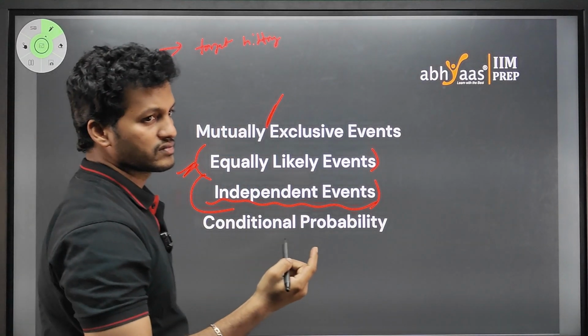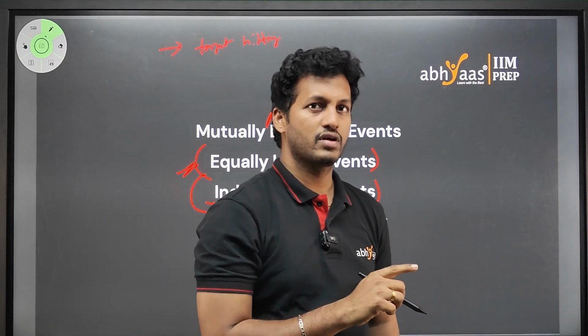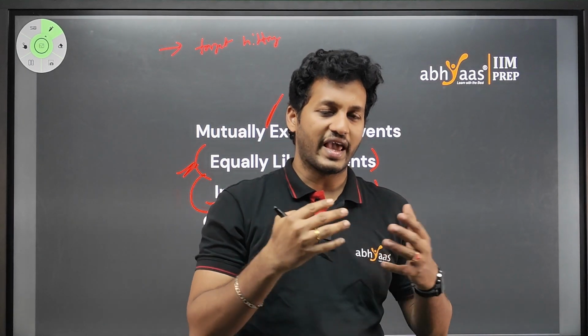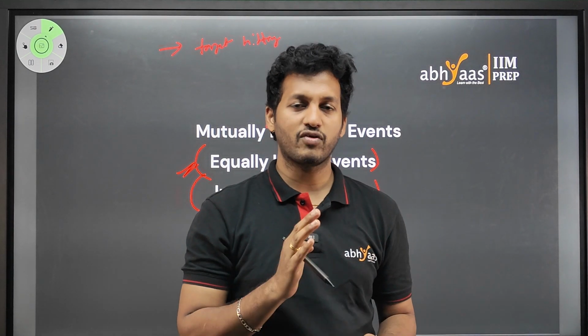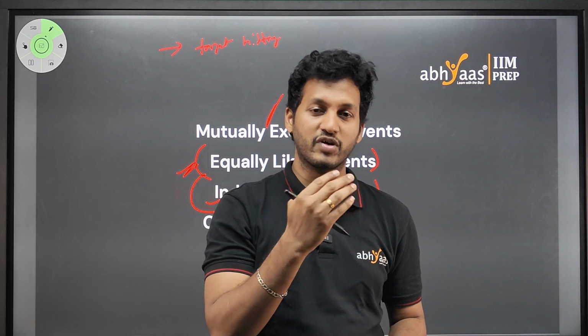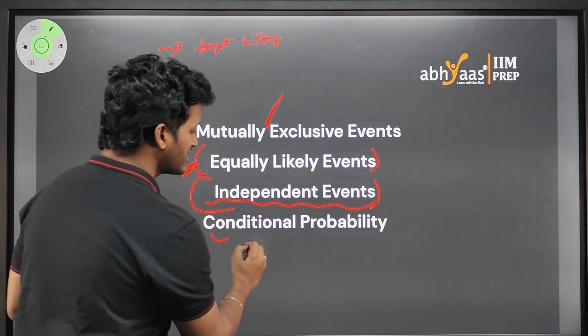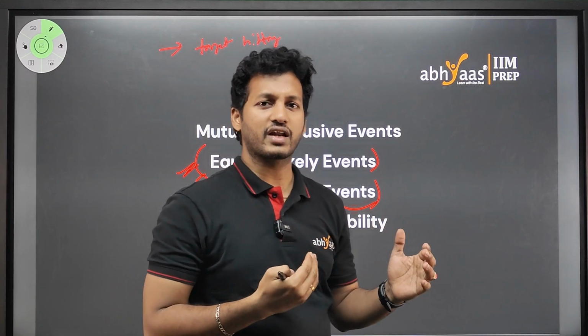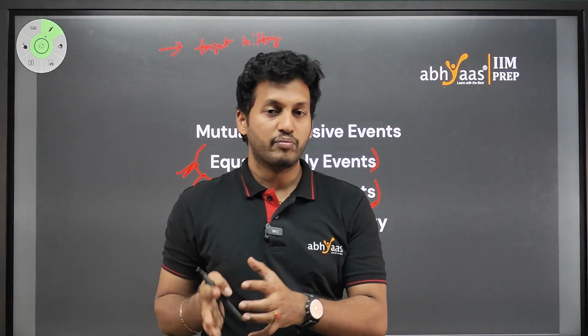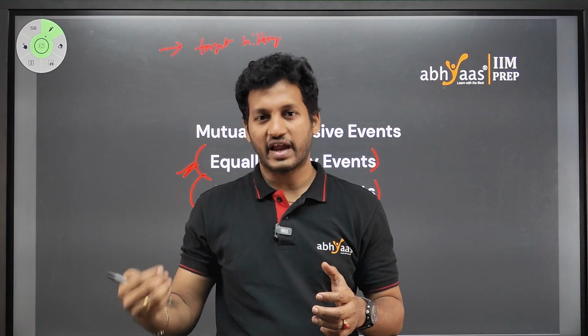The first event is 1 by 10. What is the chance of A hitting before B? In this probability, those are conditional probabilities. That means if A hits the target, B should not hit the target. B cannot hit the target before A hits the target.